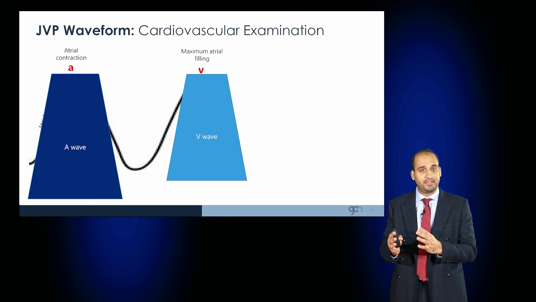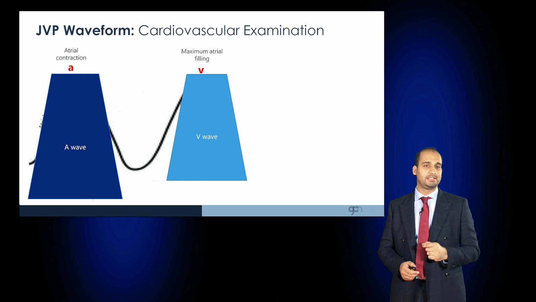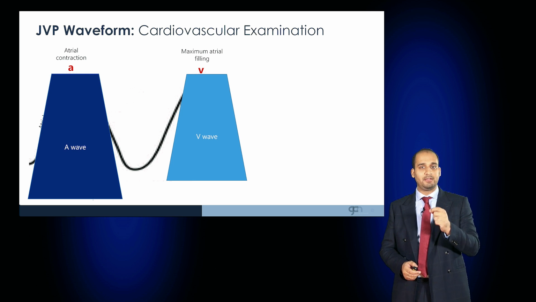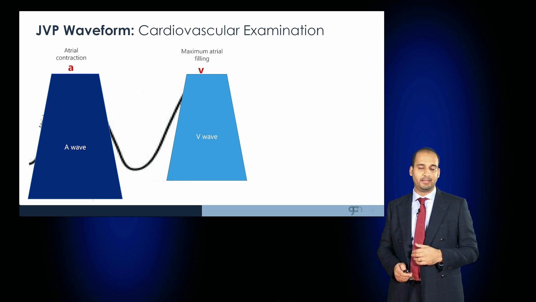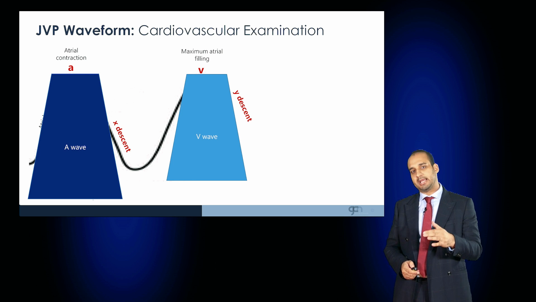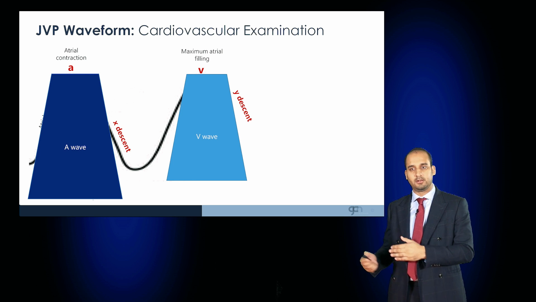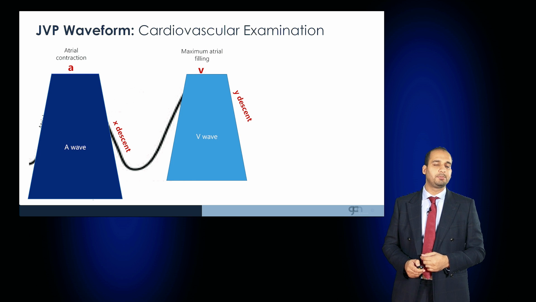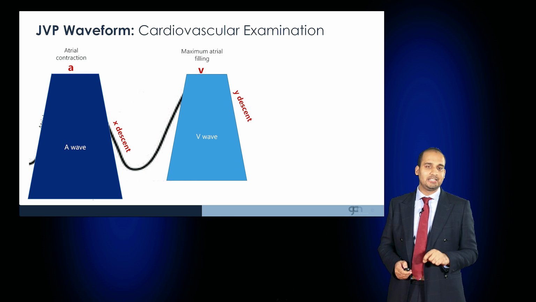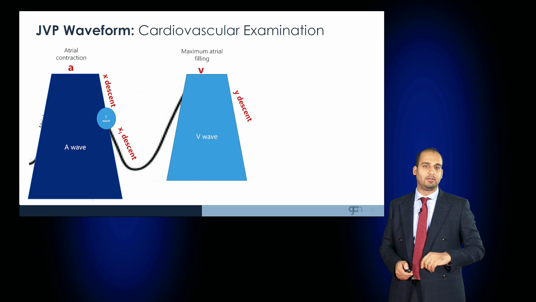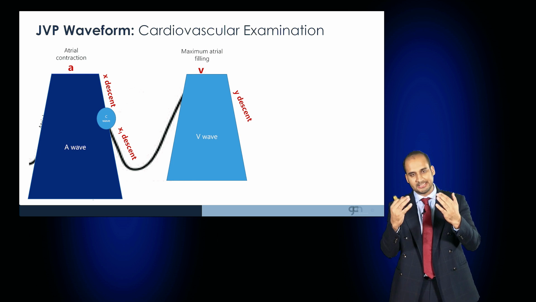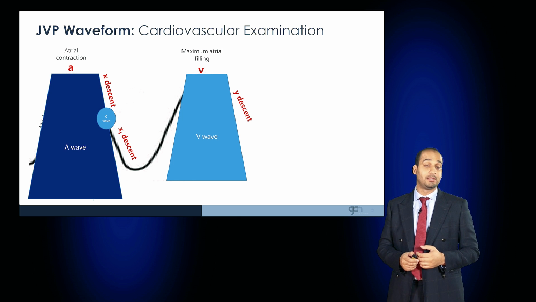The waveform itself, just to be aware of it, is a biphasic waveform, and the two phases are the A wave and the V wave. The A wave corresponds to atrial contraction and the V wave corresponds to atrial filling. The A wave is followed by an X descent and the V wave is followed by a Y descent. Just be aware that in the descent of the A wave there's also a flicker called the C wave, which results from the closure of the tricuspid valve, which transiently increases the pressure in the right atrium.